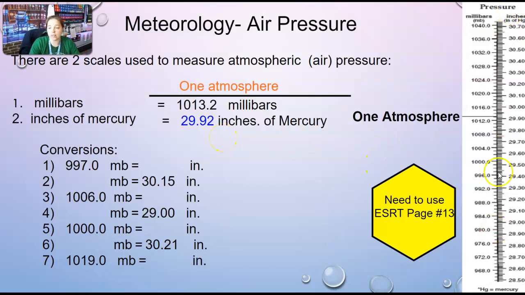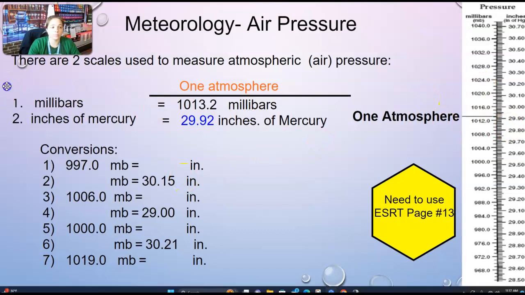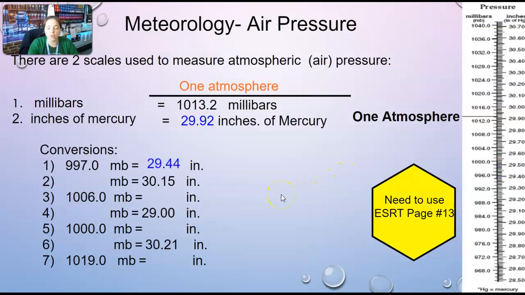Now, if we were to look at this and do a conversion, the first one is 997 millibars. I'm going to come over here to 992, 996, 997. Each one of these lines is worth 1. And then I'm going to go across, and I'm going to get roughly 29.44. So there's 29.4, 29.5. Each one of these is worth 0.01, so it's going to go up to about 0.44.